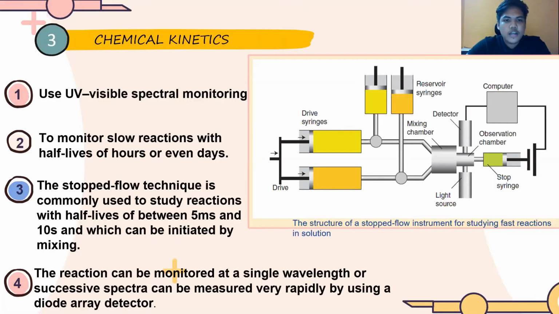Okay. Third application, chemical kinetics. We can use UV visible spectra monitoring. By using this, we can monitor slow reactions with a half-life of hours or even days. Other than that, we can use stopped-flow techniques, with which we can study fast reactions with a half-life of between 5 milliseconds and 10 seconds. As you can see on the right side now, this is the structure of a stopped-flow apparatus.